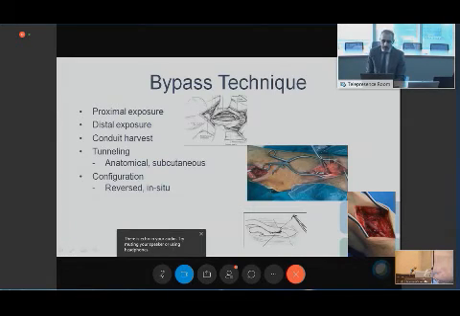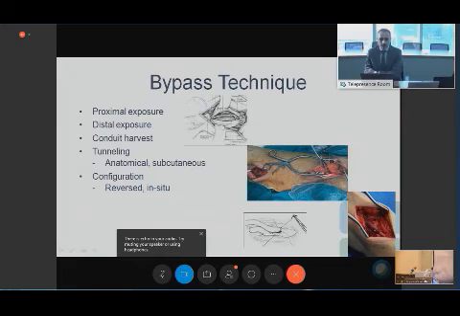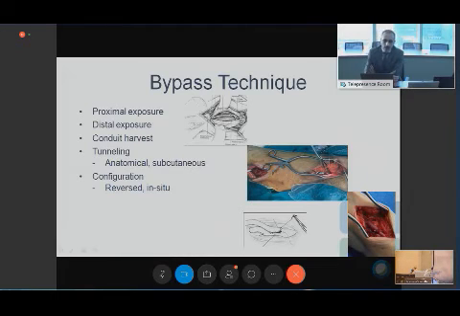Then we explore the, of course, these are not done in this exact order, so we do both explorations. We do the distal exposure, the one that was identified on angiogram. We harvest the conduit, which we already know that it's good quality based on our preoperative planning. Then we tunnel, and the tunneling can be anatomical or subcutaneous. And then we configure the conduit, especially with the vein, whether it can be used reversed or in situ, which will need venolysis. Here you see the distal anastomosis. We perform it in running fashion, and this is actually a dorsalis pedis anastomosis performed by saphenous vein bypass.